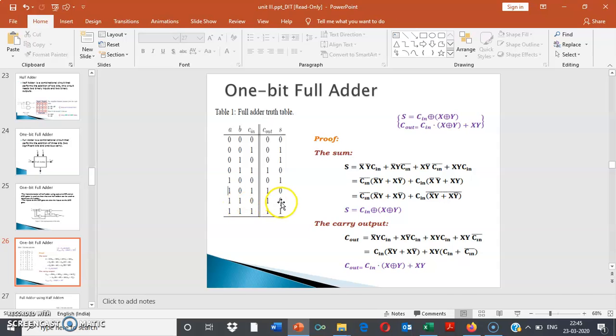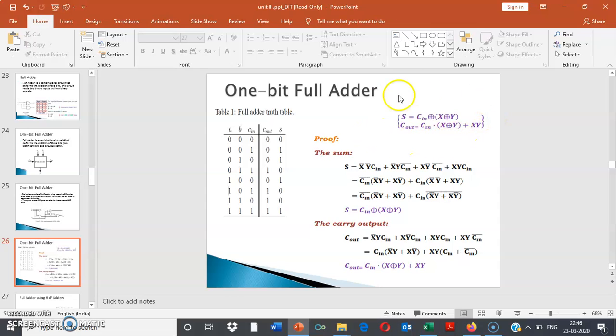So sum is 0, carry output is 1. While 1 plus 1 plus 1, this is the last combination where sum is also 1, carry is also 1. Now from this truth table, we write the equation for sum and carry output. Sum is again the XOR of all the three inputs, like in half adder also we had sum equal to XOR of two inputs. While carry we get is C input into X XOR Y plus XY.